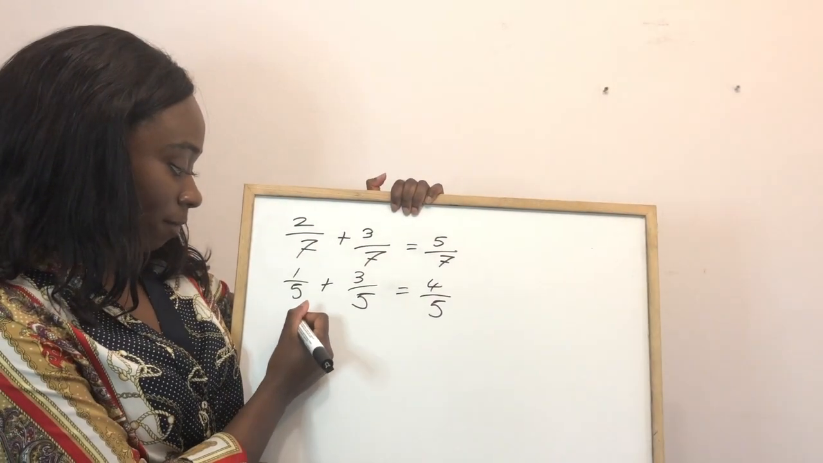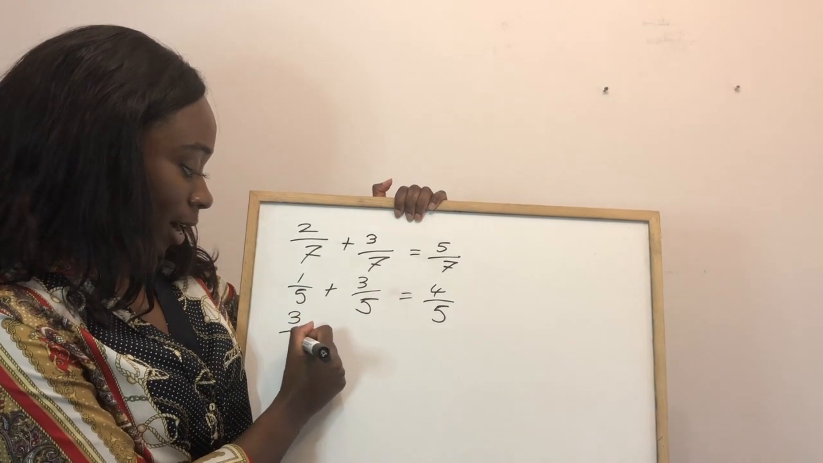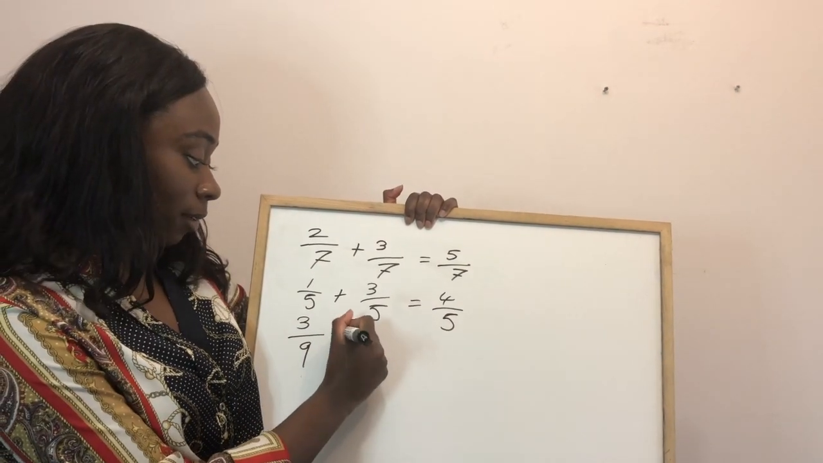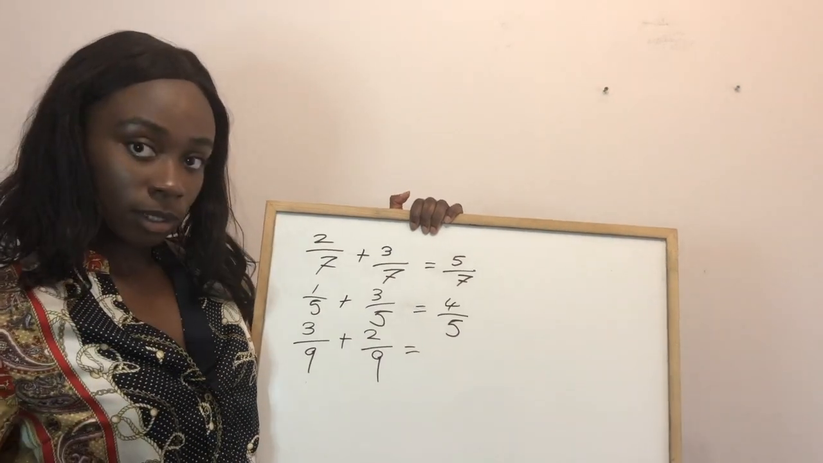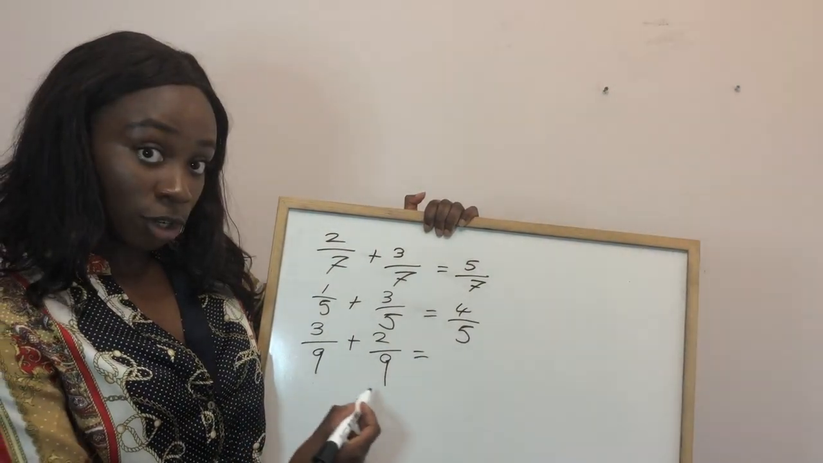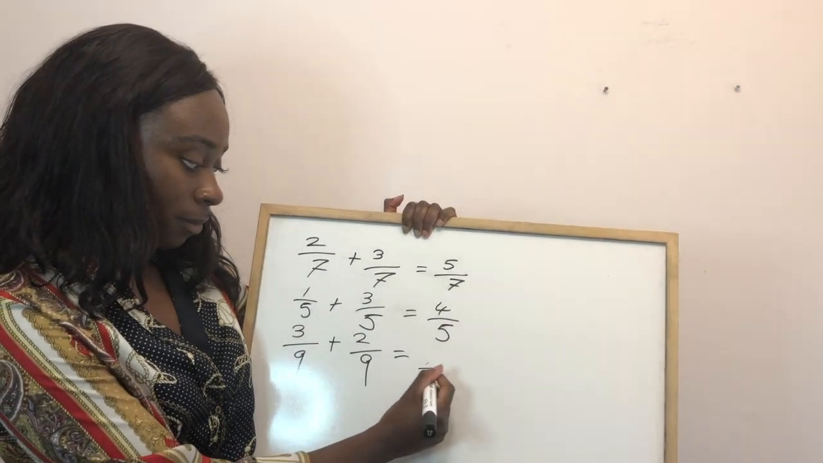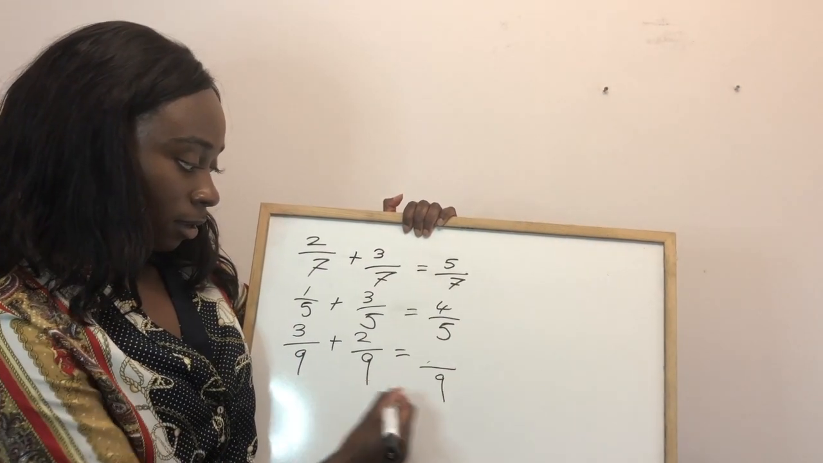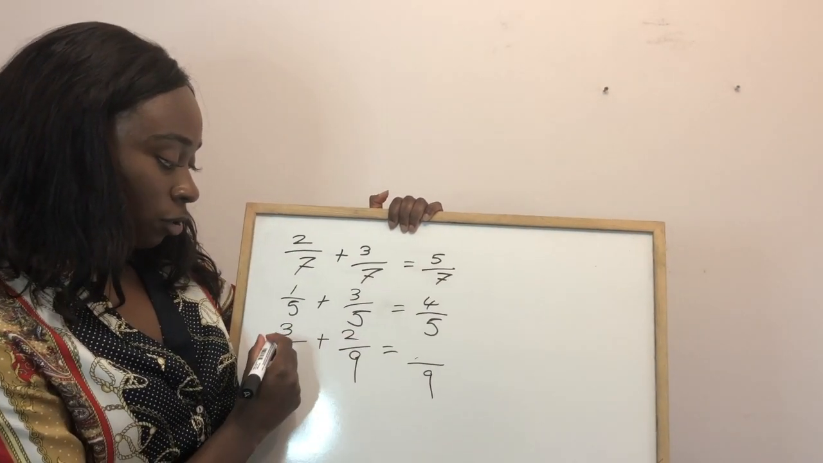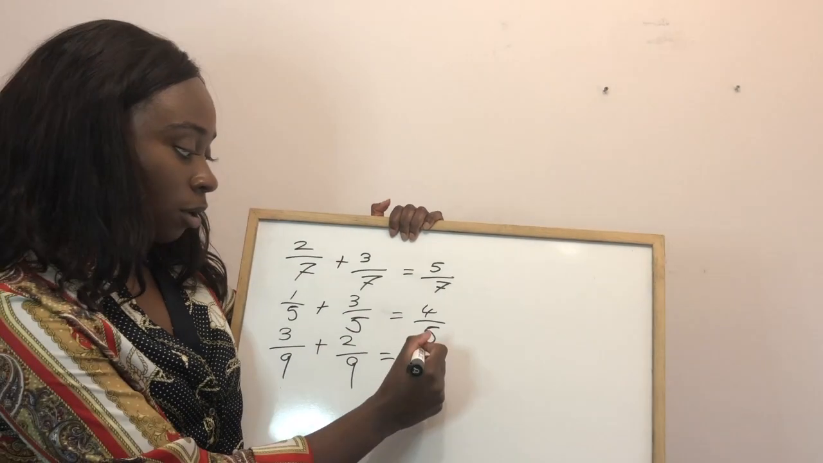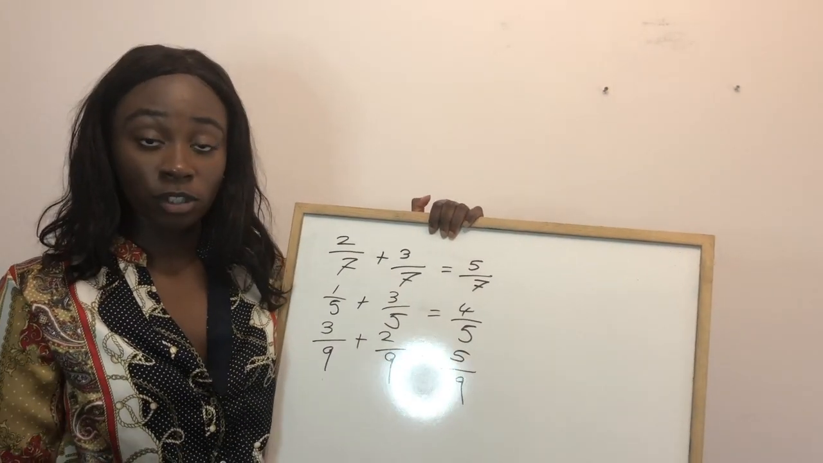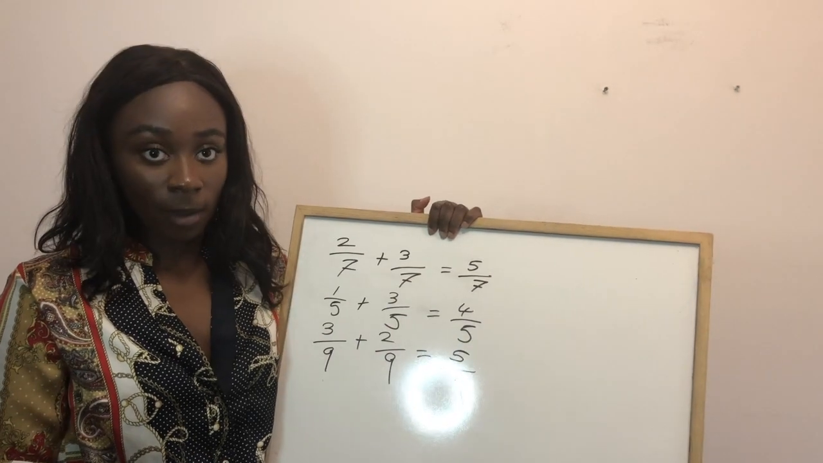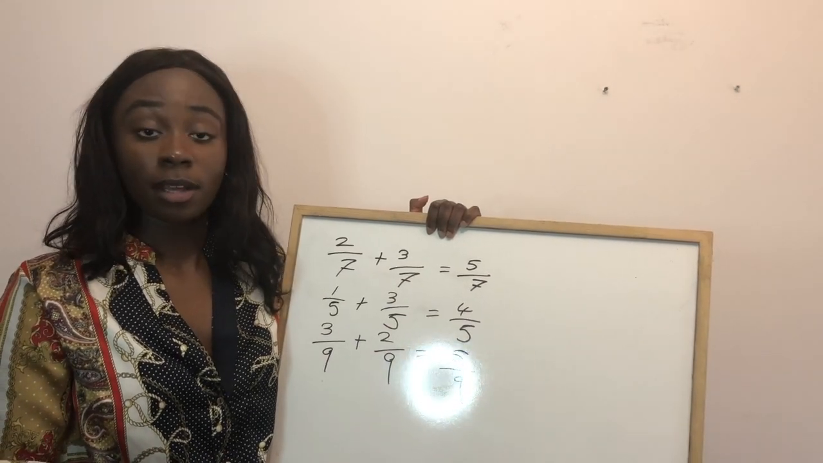So let's say we have 3 over 9, add 2 over 9. What's the answer? Keep the denominator the same. And then add the top 2 numerators. So it's 3, add 2, which equals 5. So I'm going to leave some questions on the screen for you to have a go at. And let me know in the comments section how you did.